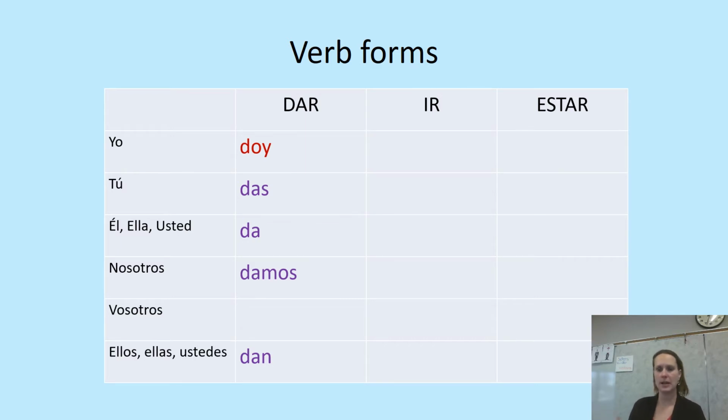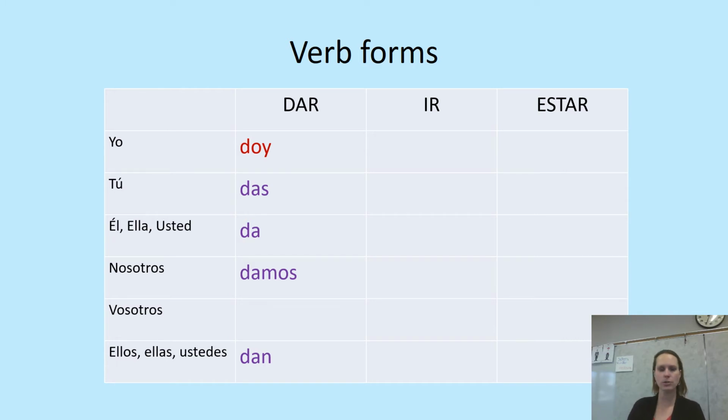Again, that was dropping the AR, adding an A, so that part of it is regular. Nosotros is damos, and the ellos, ellas, ustedes form is dan. So dan would mean they give or you guys give. Here's a couple more example sentences. Me das el lápiz? Do you give me the pencil? Kind of an awkward sounding sentence, but that would work with das.